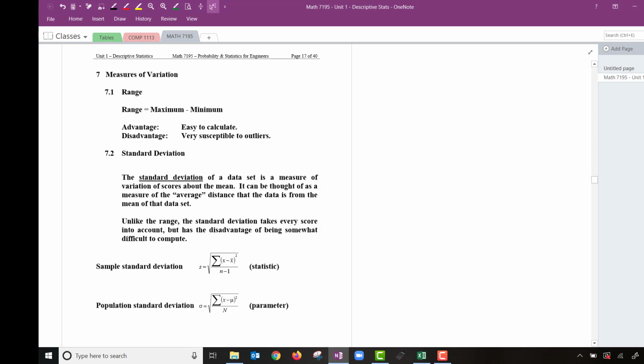We'll move on to measures of variation. How spread out is our data? Most of us are familiar with the term range. That's just the maximum minus the minimum value. In English, it is often from A to B is a range. In statistics, it's an actual number where we calculate the difference between the max and the min. It's super easy to calculate.